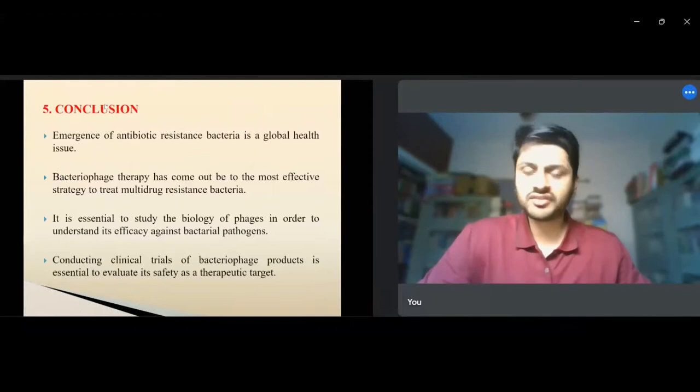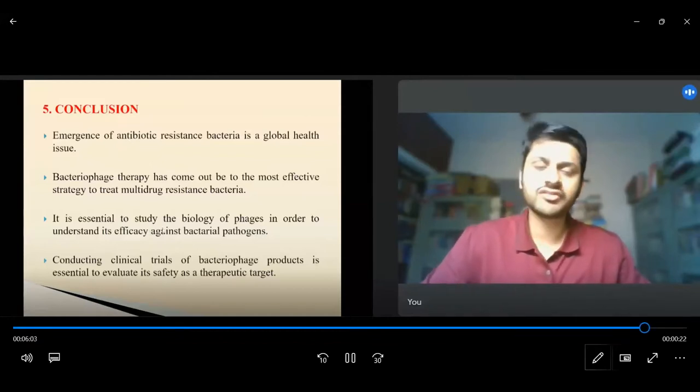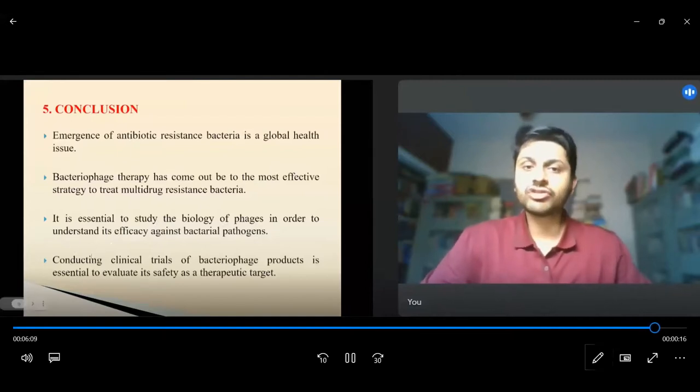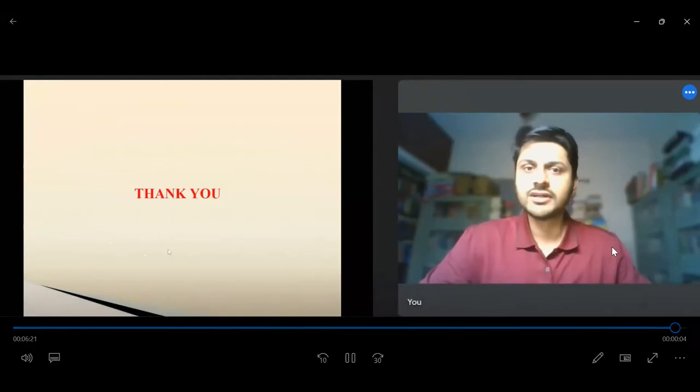So I would like to conclude by saying that antibiotic resistance is now a major global health concern which needs to be tackled seriously. And bacteriophage therapy is one of the best alternative strategies for treating those multidrug resistant bacteria. In order to study the efficacy of phages against bacterial pathogens, it is very essential for scientists to know the biology of these phage particles. Conducting various clinical trials of bacteriophage products is also essential in order to evaluate the safety of those phage products to be used as a therapeutic target. Thank you.